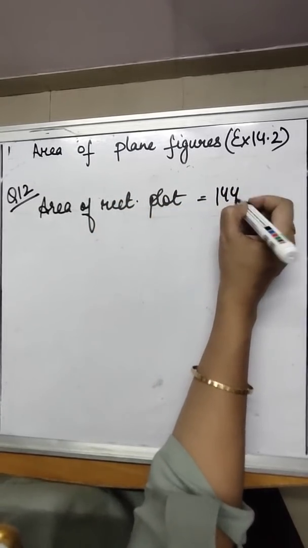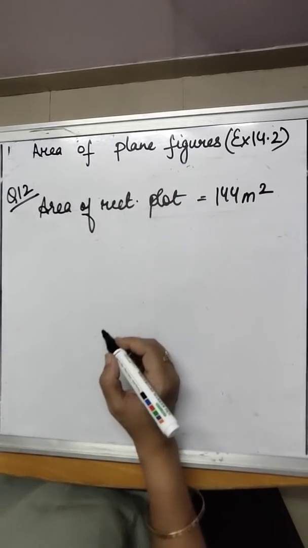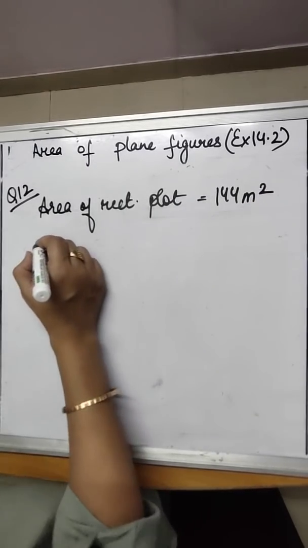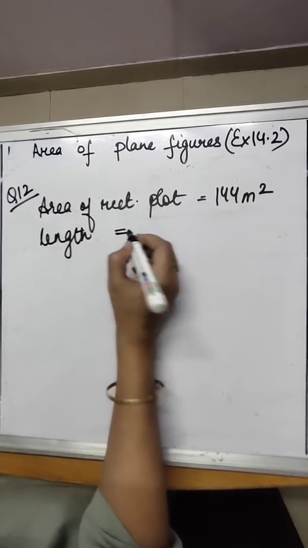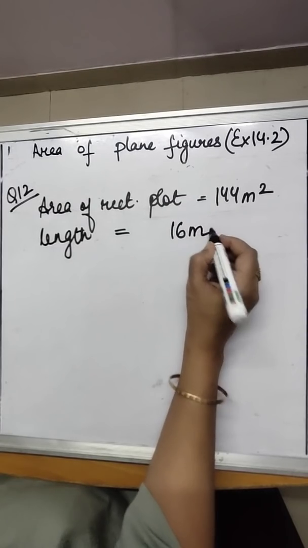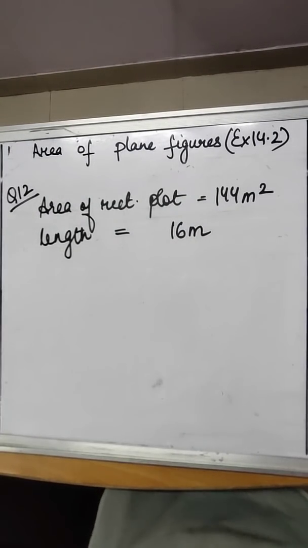That is 144 meter square. Then what else we have? We have the length of the plot, and length is 16 meter. So the first thing that they are asking is the breadth of the plot. Okay, so we have to find out breadth.